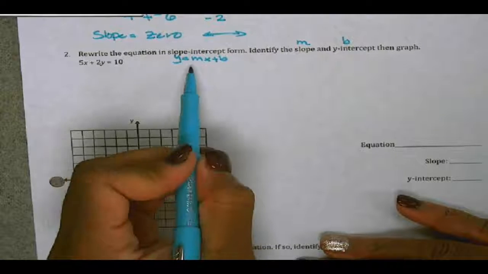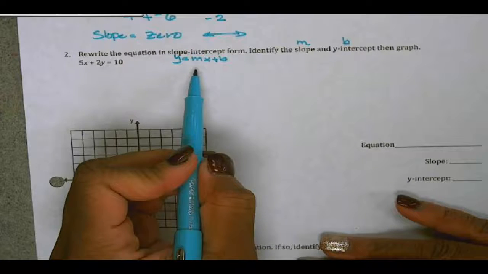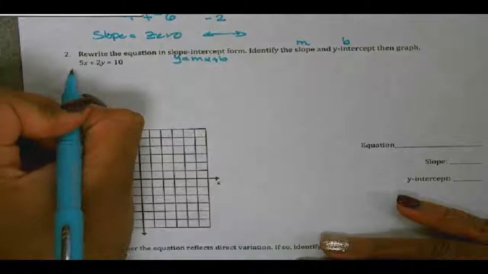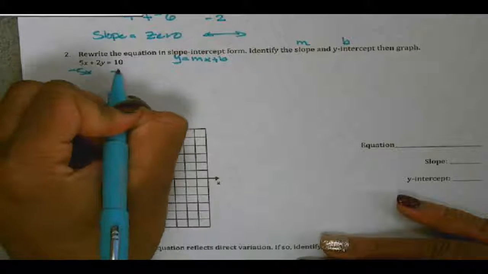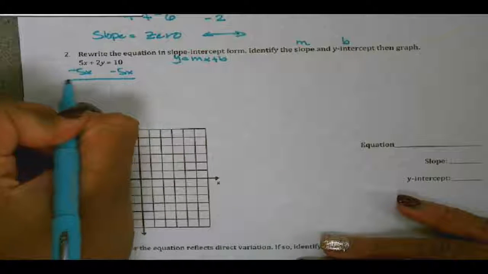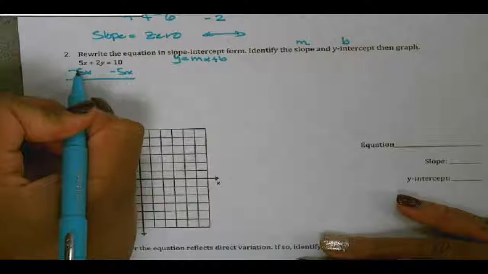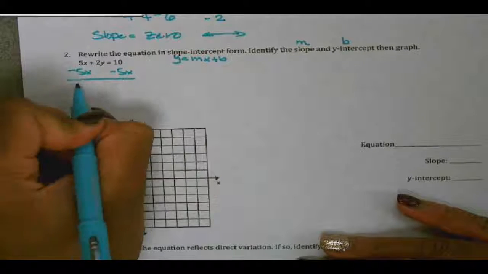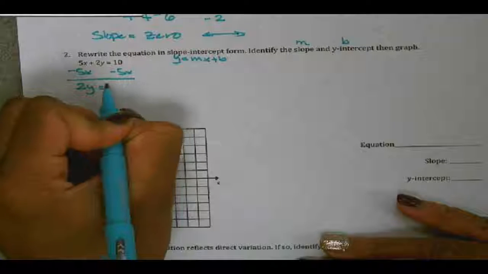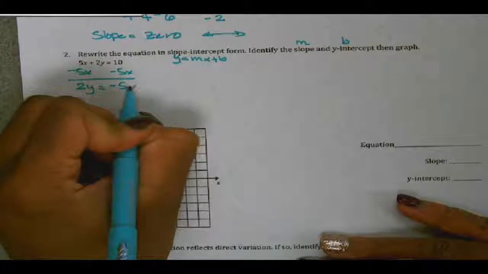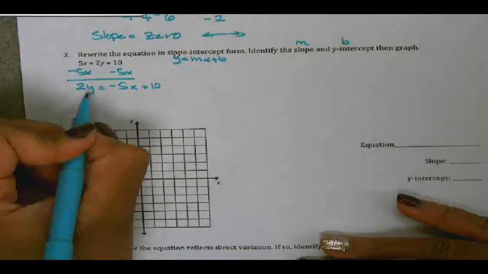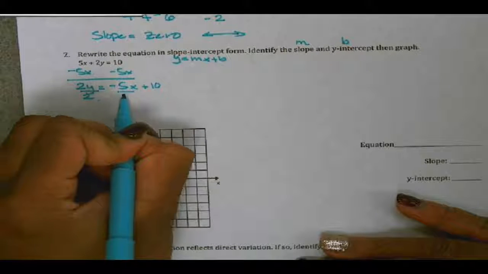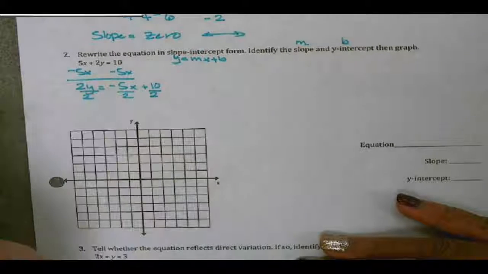So in order for me to do that, the first thing I'm going to do here is to get the y by itself. So I'm going to subtract 5x from both sides. Remember that we always get rid of addition and subtraction before multiplication and division. So I have 2y is equal to negative 5x plus 10. Then what? Then I'm going to divide everything by 2.